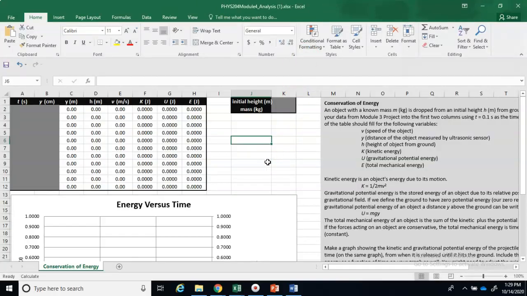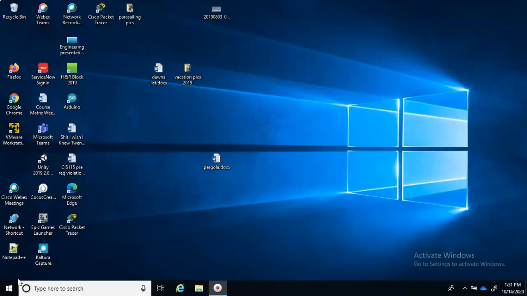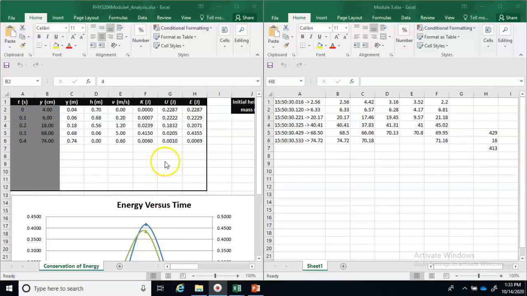So this is where we're going to fill in our data from last week and use it to calculate information for this week, and it's going to graph at the same time. Okay, so here I have my table from this week, and this is my data from last week. So I'm going to copy one of those columns. And I think I'm going to take this one and we'll put it over here.